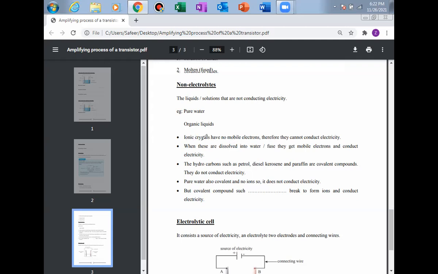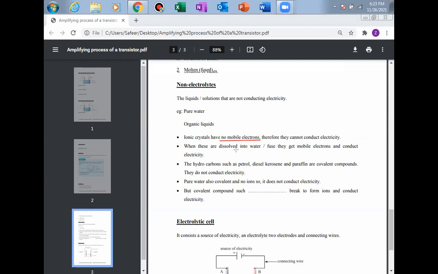As I had given, ionic crystals have no mobile electrons. Movable electrons are only considered the mobile electrons. No mobile electrons, no movable electrons. Because of that, they cannot conduct electricity. I told you, if you take a salt crystal and touch the current wire, we won't get the current, because it's a crystal with no mobile electrons.